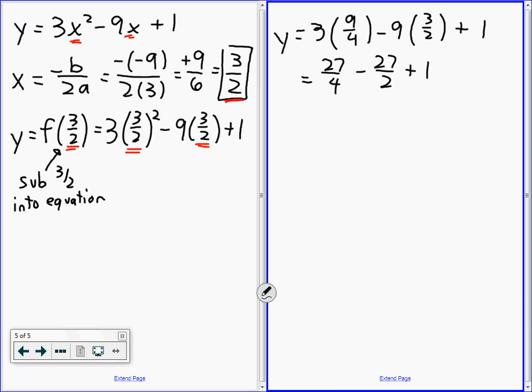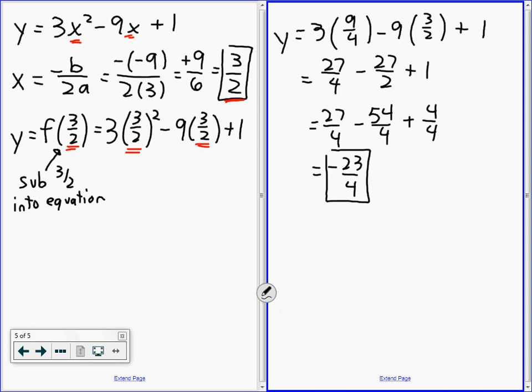Now Moses is saying to himself, why don't I just turn these to decimals? And I say, shame on you. This is grade 12, you guys can do fractions. How do you add fractions? What do you need for all of them? Common denominator. So it's going to be 27 over 4 minus 54 over 4 plus 4 over 4, which is negative 23 over 4. So my vertex is 3 over 2, negative 23 over 4. Either method is okay.